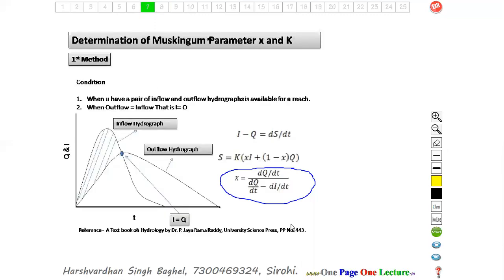Once we have the value of X, put the value in this equation to determine the value of K. We have all the parameters for S1 and for S2. For both types of equation, we can calculate the value of K. This is a much simpler equation. However, this is the graphical methodology, and it requires precise measurement of the slopes for the inflow and outflow hydrographs. The only condition is that we must have the inflow hydrograph as well as the outflow hydrograph, and we have to solve the whole equation graphically.